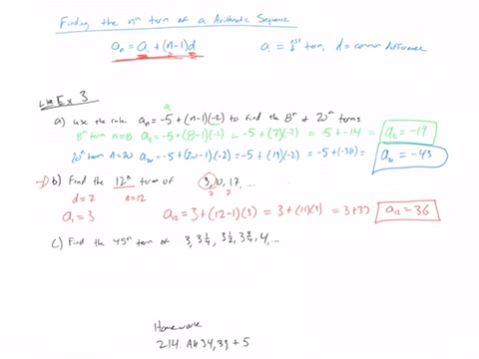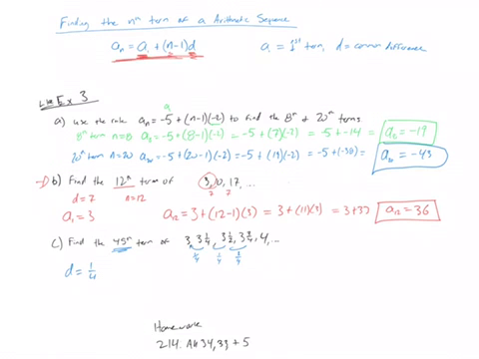Now, let's do part C. It says find the 45th term of this sequence. So notice now I'm going to say 3 1/4 minus 3 is just going to give me 1/4. 3 1/2 minus 3 1/4, well, it's going to be a half minus a quarter, which is going to give me 1/4. Same thing here, 3/4 minus a half is going to give me 1/4. Okay, so that means my difference is 1/4.